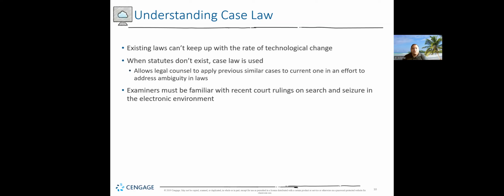When statutes don't exist, case law is used. It allows legal counsel to apply previous similar cases to current ones in an effort to address ambiguity in laws. So let's say you digitally shot a digital whale from a moving car. No, I'm kidding. Essentially, what they're saying is, if a law for what happened doesn't exist, let's reference something similar and go based off that. That's how that operates.